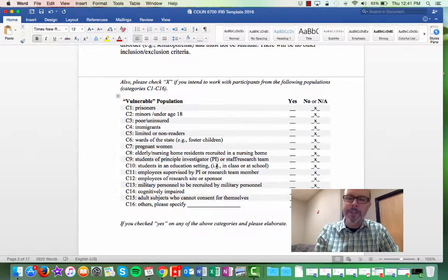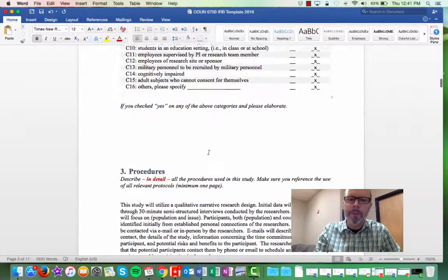Vulnerable populations, I'm trying to steer you away from some of those as much as possible. I know they're obviously important, but in terms of this class project and in terms of the IRB application and trying to get that under the exempt status, I'm hoping that none of you are looking at this particular population. But if you are or you're close, just let me know. But I've put no for all of those.